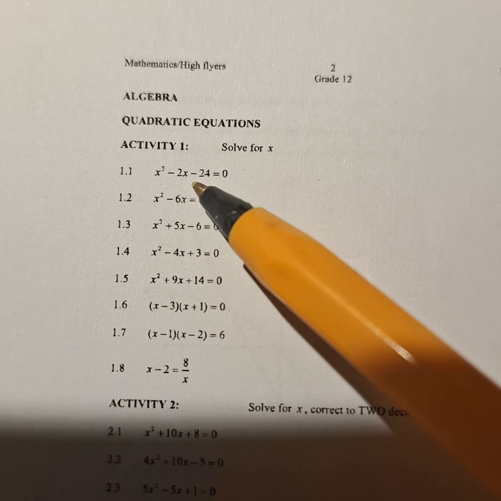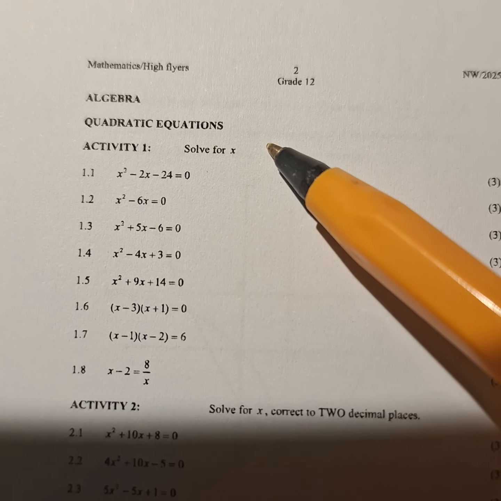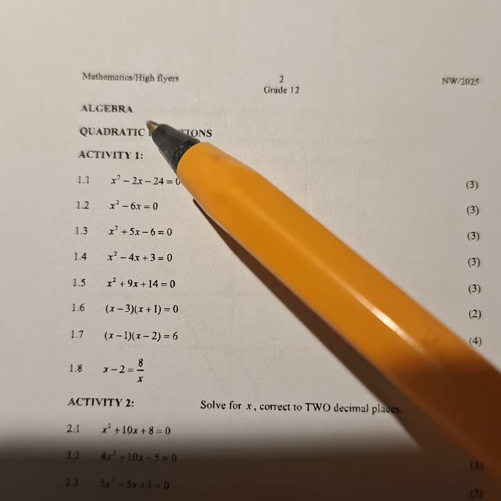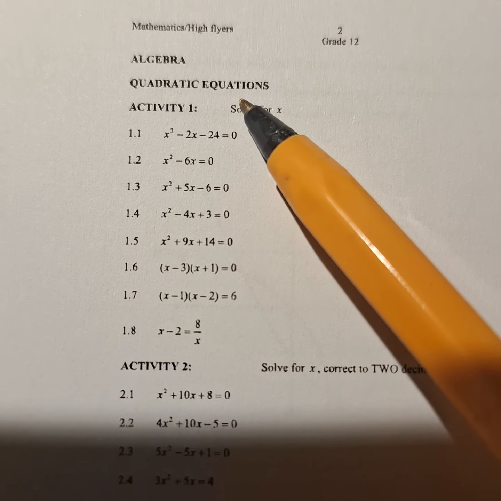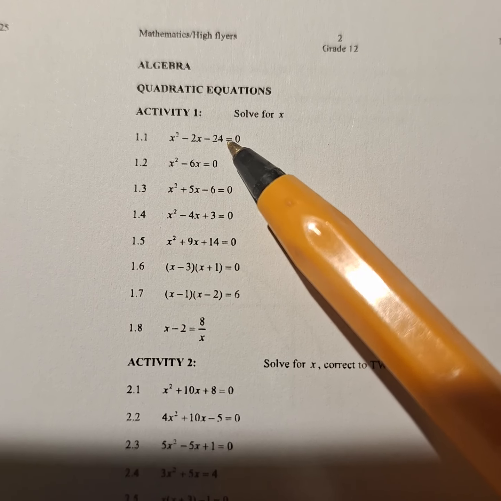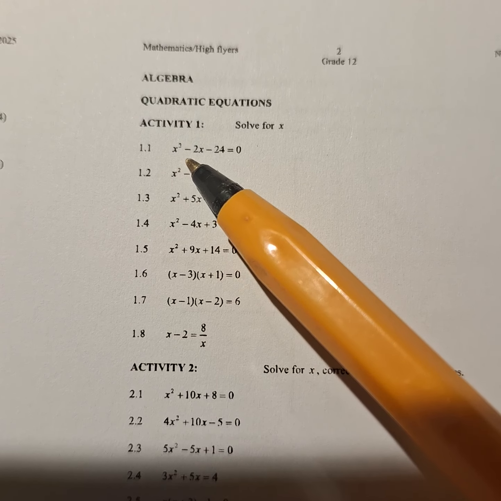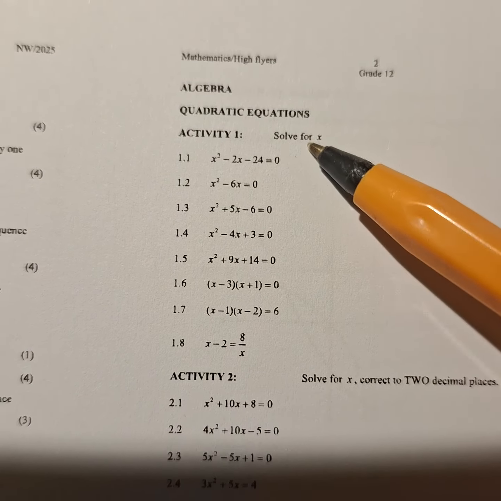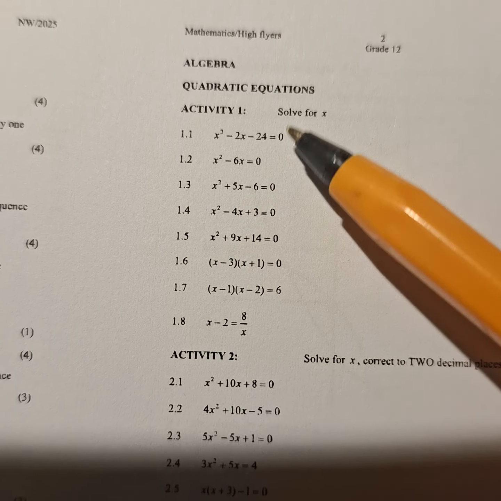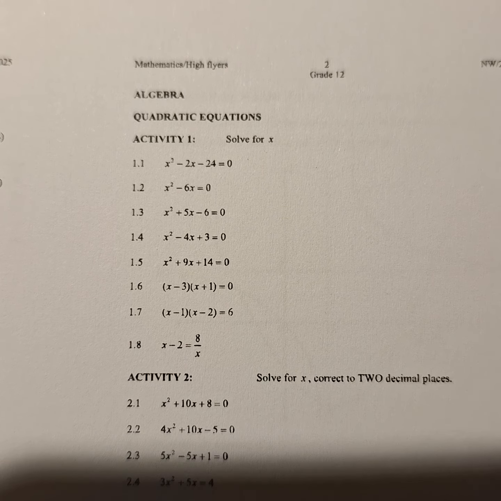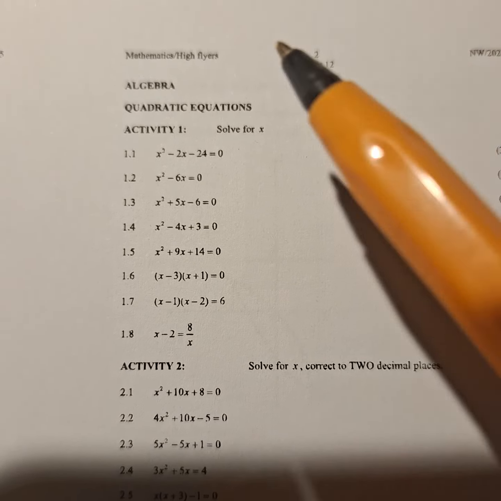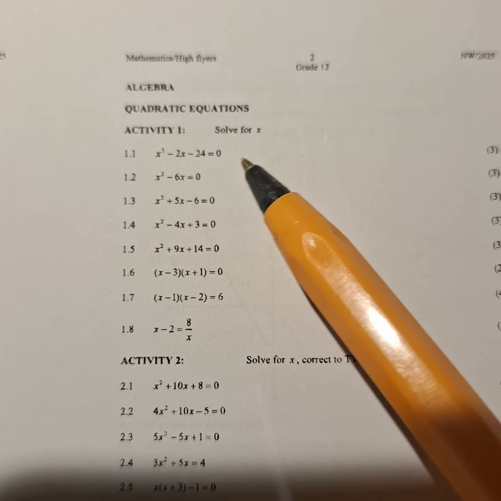1.1 x squared minus 2x minus 24 is equal to 0. And the question says solve for x. In a typical exam paper, paper 1, these questions usually deck the halls of question 1. So we need to be familiar with all different types that can be asked. So we'll be looking at various types of quadratic equations, and hopefully we'll get our place sorted. So x squared minus 2x minus 24 is equal to 0 for 3 marks.